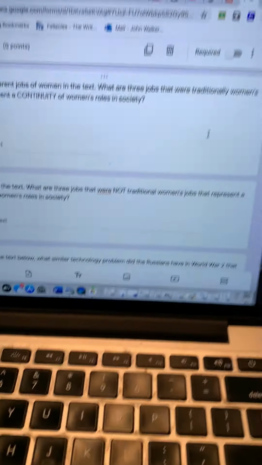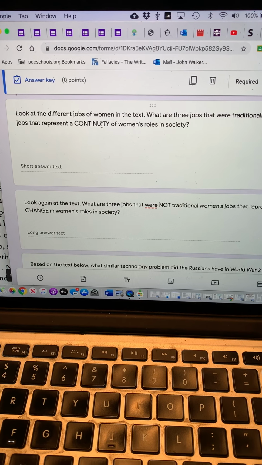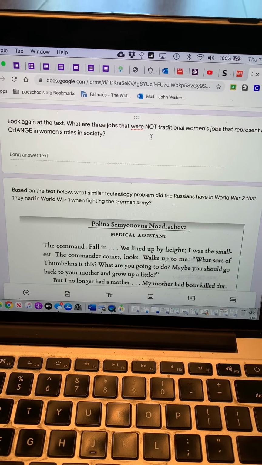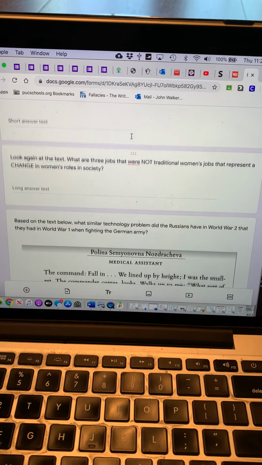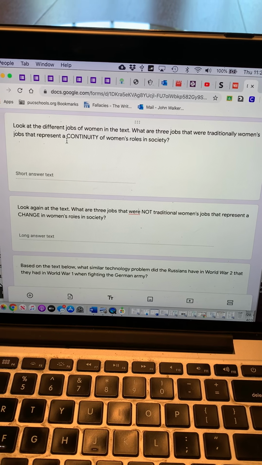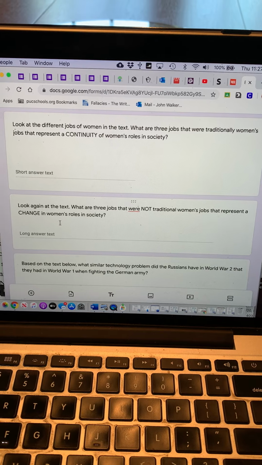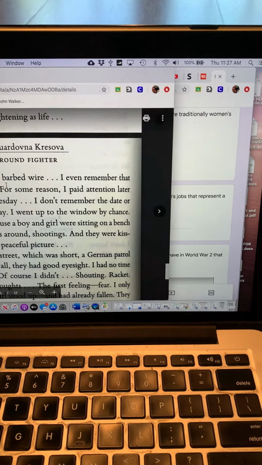And then in the following question, after you find a continuity of traditional women's roles, the next one I want you to look at 3 jobs that are not traditional women's roles, okay? That represent a change in society. So in this question, you're looking at continuity during World War II of women's roles. Here you're looking at a change in society of how in Soviet society, how women's jobs are different.